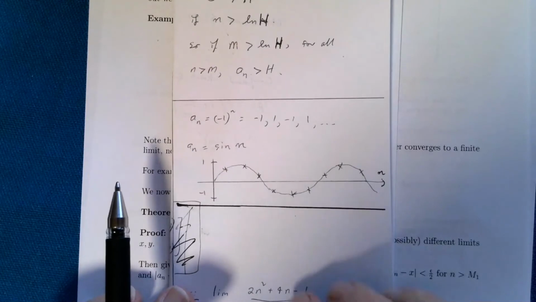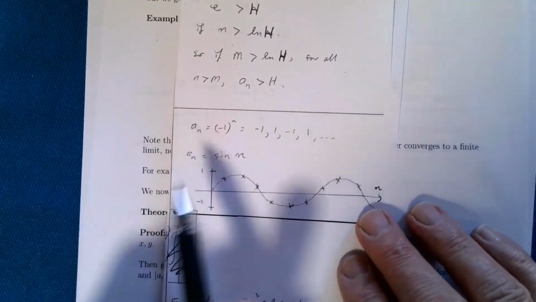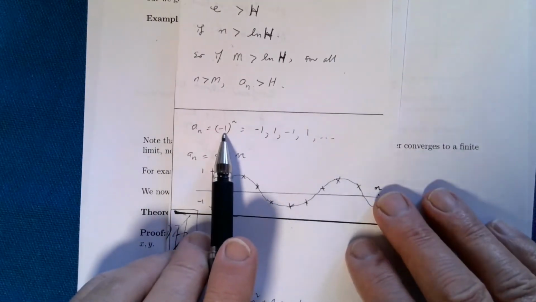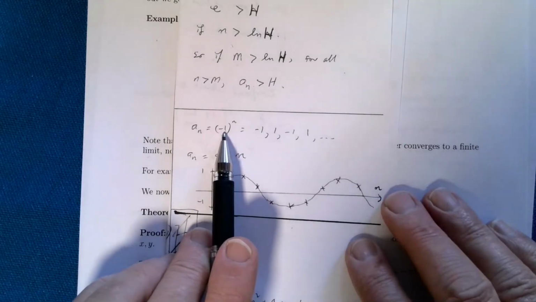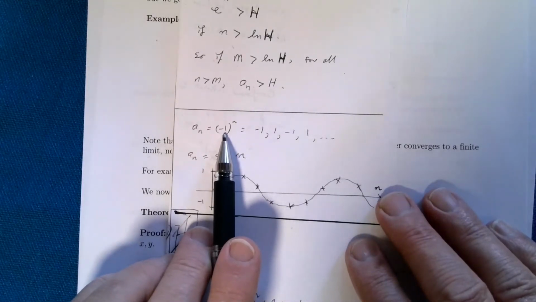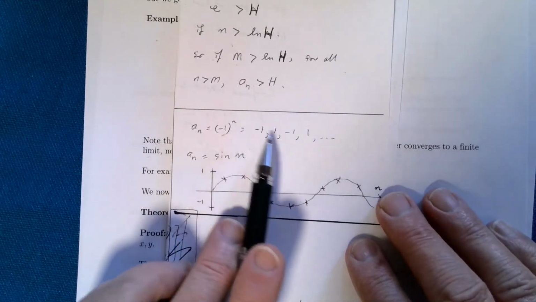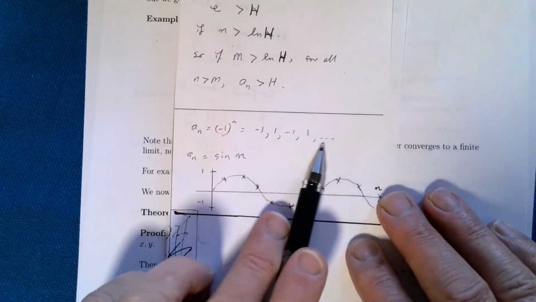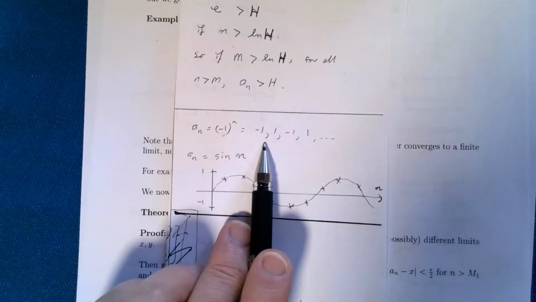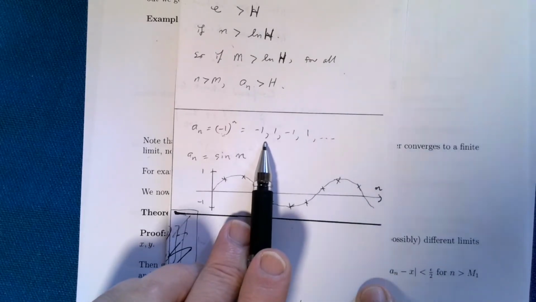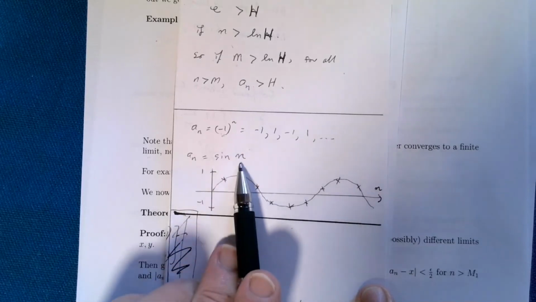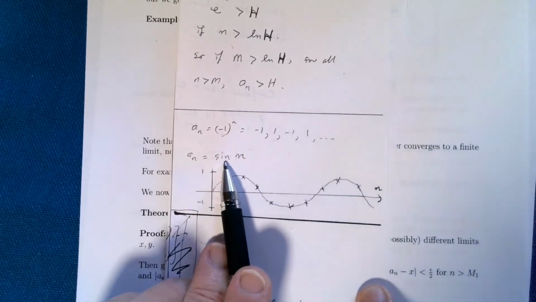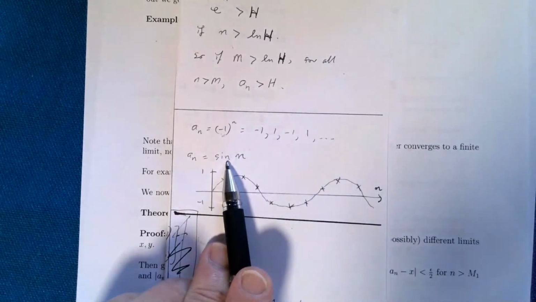So again, let me just come back and look at these two. (-1)^n, as n takes on positive integer values, well, if n is 1, you get -1, (-1) squared is 1, (-1) cubed is -1, and so on. So it's not converging, it's just bouncing back and forward between -1 and 1. And another example is sine of n. So sine of 1, sine of 2, sine of 3, and so on.